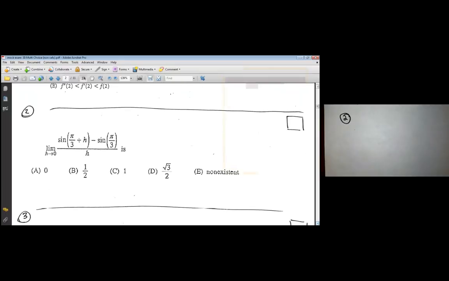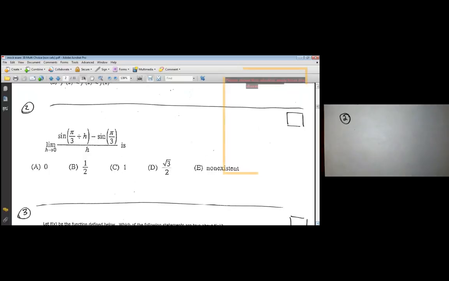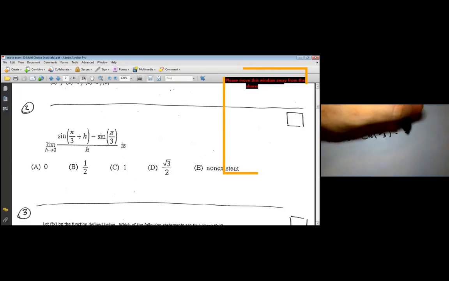Okay, thank you. All right, number 2 hopefully was a 10-second question. This is your difference quotient. This is my take the derivative of the top right corner. We haven't looked at one of these in a while, but this just says F is equal to sine of X, and we want to find F prime of pi over 3. So the derivative of sine is cosine, and cosine of pi over 3, that's at 60 degrees, is 1/2. And that takes us to letter B.